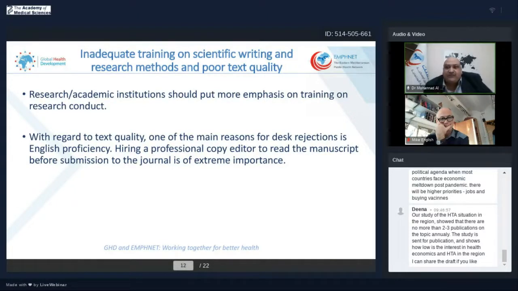We are ignoring that we are writing research not in our mother language. I think one of the major challenges we are facing in our countries is the absence of training in scientific writing, or the scarcity of scientific writing and research methods. So we advise research and academic institutions to put more emphasis on training in research conduct and scientific writing. One solution is to hire a professional copy editor to read the manuscript before submission to the journal. I think this is one of the major demands that we are shy to talk about, but we are facing challenges with the language barrier. Next, please.